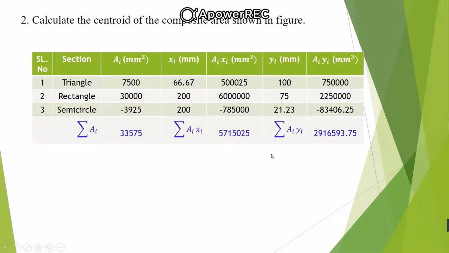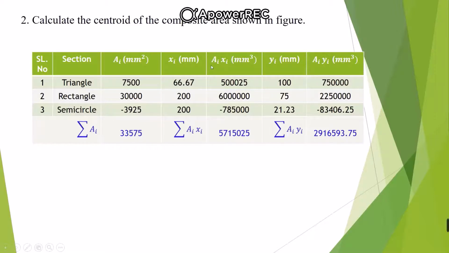Now we will write all the values obtained in the tabular format. You can transfer all the values here. Now you try to find out all the areas. Since we are removing the semicircular section, we have to give a negative sign here. So what will be the total area? Total area will be 7,500 plus 30,000 minus 3,925, since we are removing this semicircle from the composite section. So total area will be 33,575.